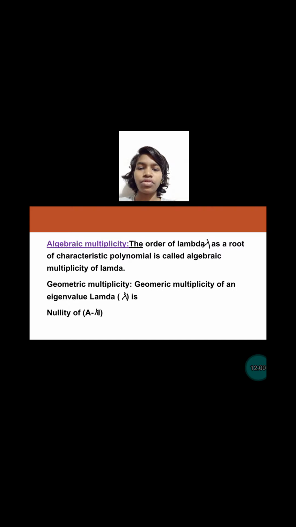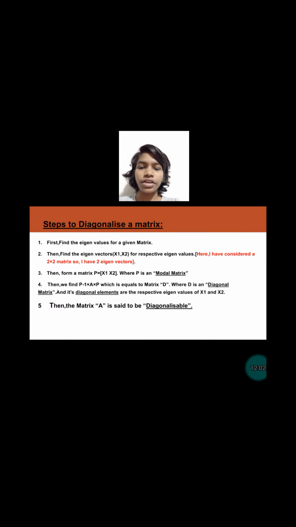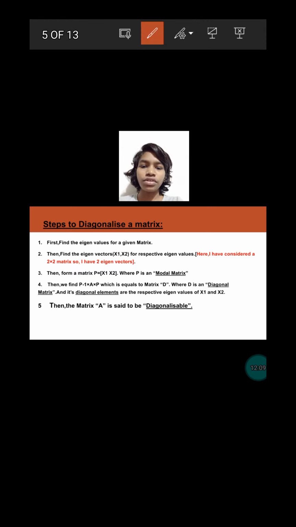Now let us know how to diagonalize a matrix. Steps to diagonalize a matrix. First we have to find the eigenvalues of a given matrix, that is lambda, and by using the eigenvalues we have to find the eigenvectors for respective eigenvalues lambda. Here I have considered a 2 by 2 matrix, so I have given here 2 eigenvectors.